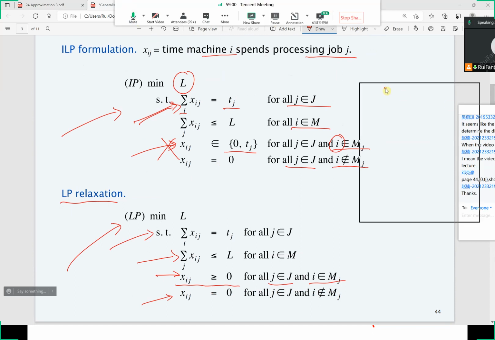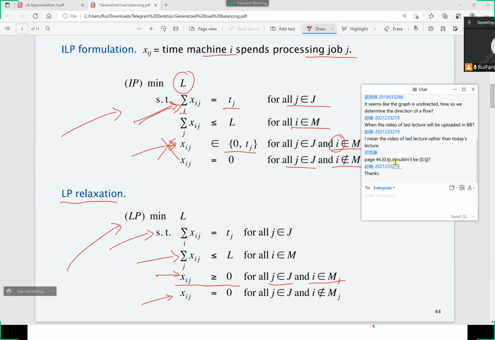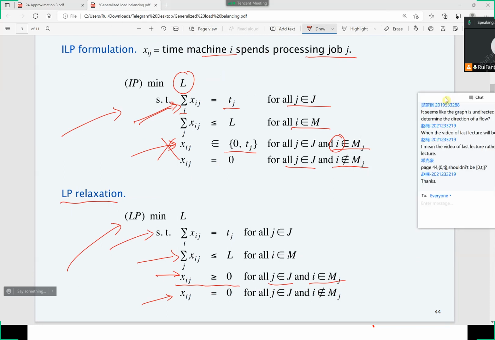Okay. So you said 0, TJ. Oh no, okay. Sorry, maybe I didn't make that very clear. But no, this is exactly right. There's no typo here. So what we are saying is that Xij has to be either 0 or TJ. So this is a set, a set of two values, either 0 or TJ.